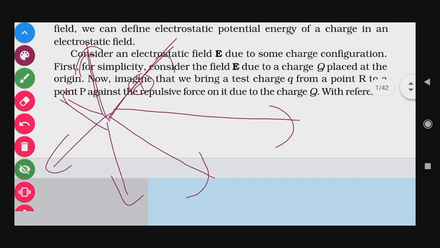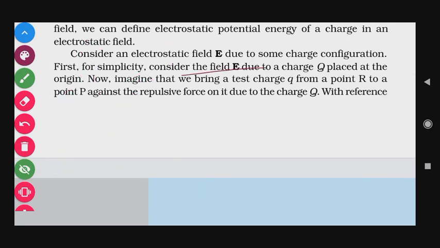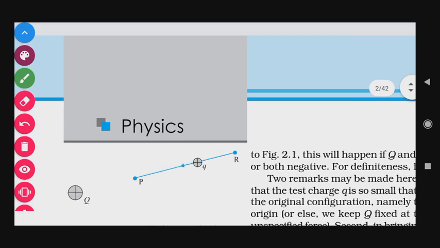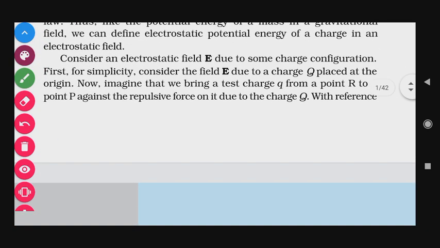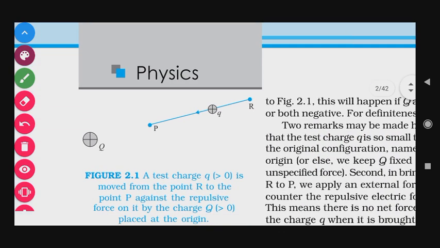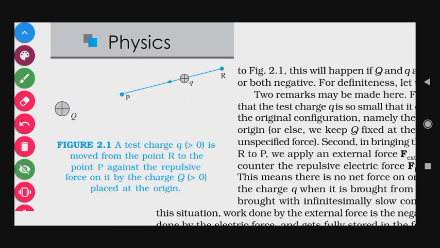So for simplicity, consider the field due to charge Q placed at the origin. Okay, so we have placed the charge plus Q at the origin. Now imagine that we bring a test charge small q from a point R to a point P against the repulsive force on it due to charge Q. So now what we'll do, we'll bring a small charge q from this point to this point.